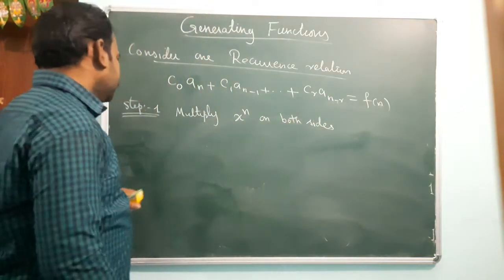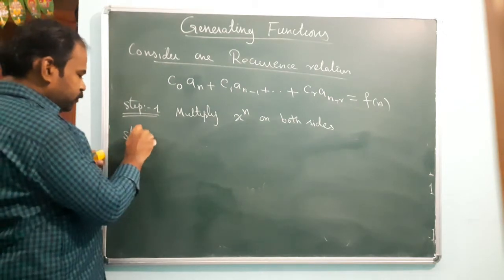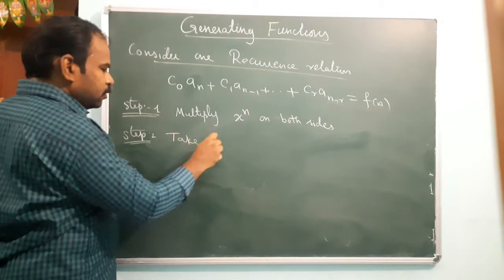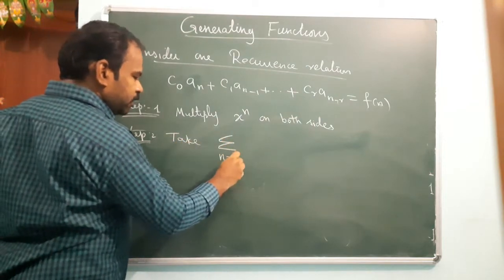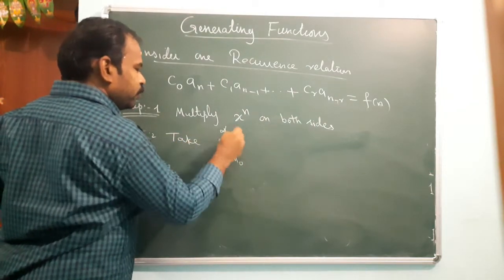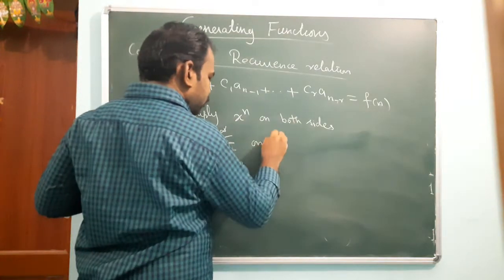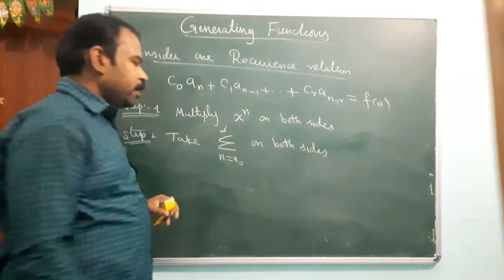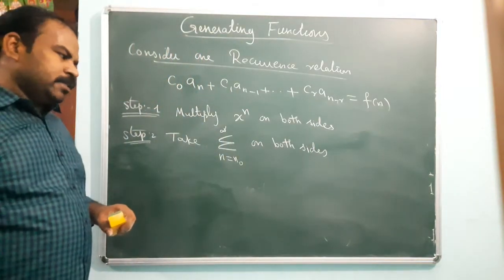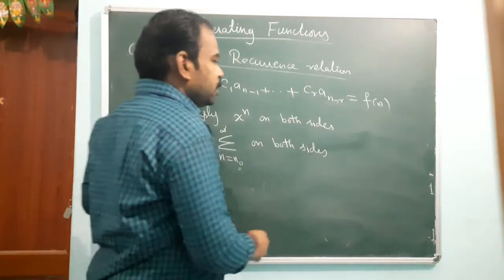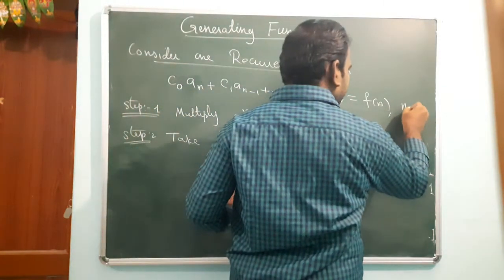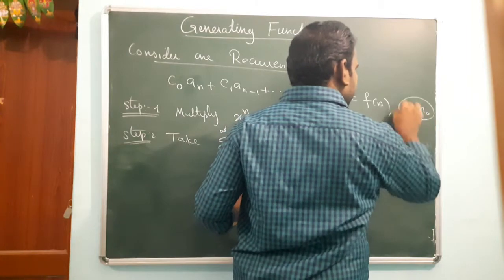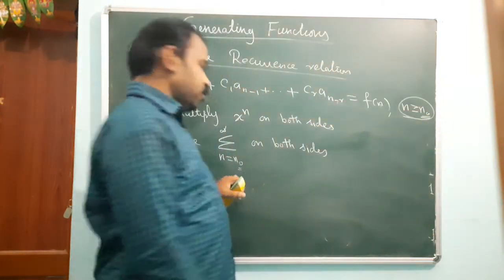First step. Next, step 2, take summation n equal to n naught to infinity on both sides. Take n equal to n naught on both sides, where n naught is given in the question, that is n is greater than or equal to n naught. So this is a n naught.